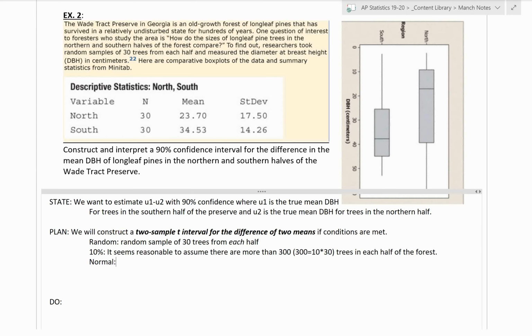Last is the normal condition. The normal condition is satisfied either by normal populations, which we aren't told, or the large sample condition. In this case, the large sample condition is met. In the south, n equals 30, so that meets the condition. And in the north, n equals 30. So in both samples, the sample is large enough to satisfy the large sample condition. Therefore, it is safe to use normal computations.